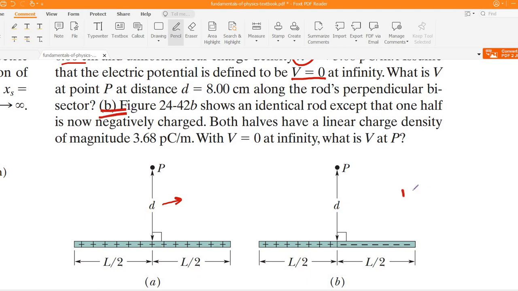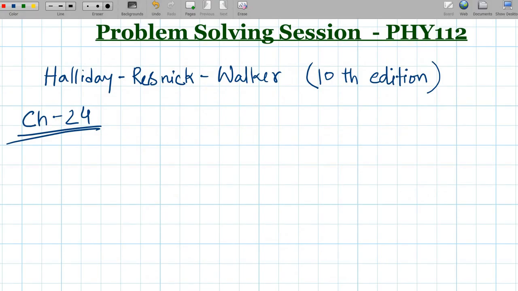What's problem B? Okay, so this is the figure for problem B. It talks about an identical rod, but notice here we have plus charges, whereas on the right side we have negative charges, right? So the density remains the same, everything remains the same, but the charges have changed their nature. Instead of being plus on both sides, one side is still plus, but the other side has now switched to negative polarity, negative charge distribution. So both halves have a linear charge density of magnitude this, with V equal to 0 at infinity. What is V at P? So this is from chapter 24, problem number 23, right?